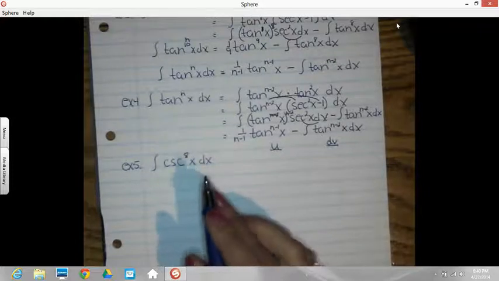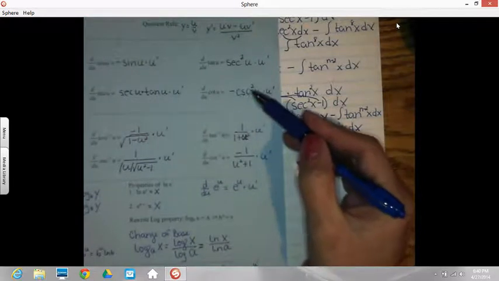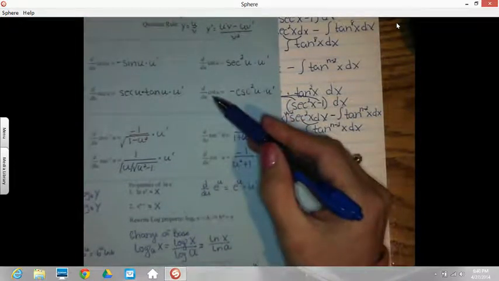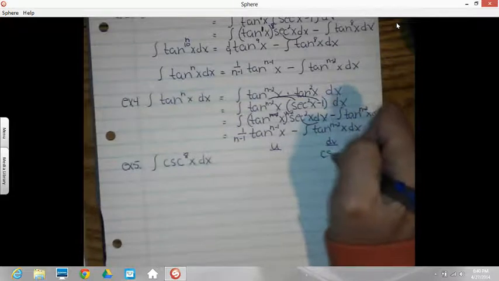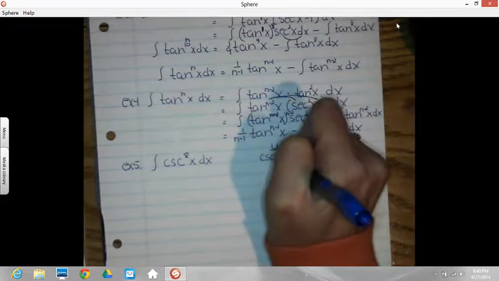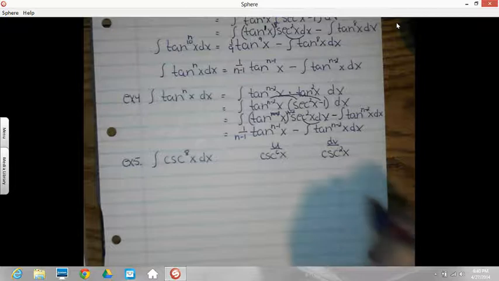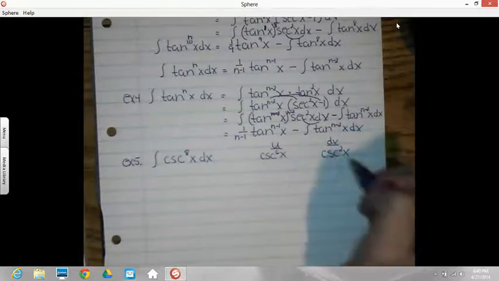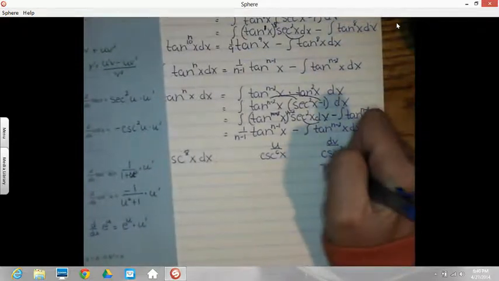With cosecant squared, the integral of that is cotangent. So I'm going to take a cosecant squared and pull it over here. That will leave a cosecant to the 6th here. Okay. Integrating, cotangent's derivative is negative cosecant squared, so the antiderivative here would be negative cotangent x.